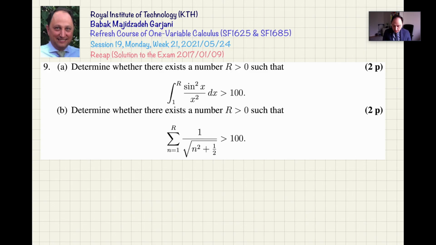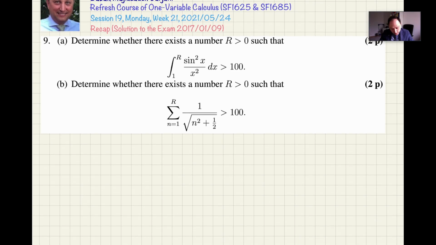So number 9, determine whether there exists a number r greater than 0 such that this happens. Okay, so this is not exactly clear what we have to do.